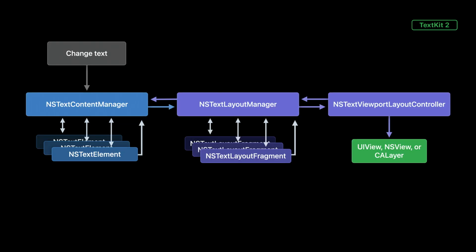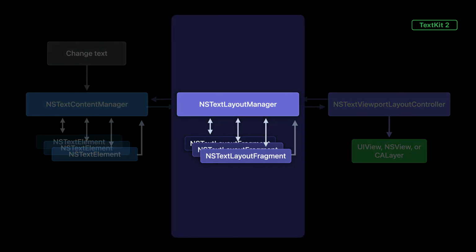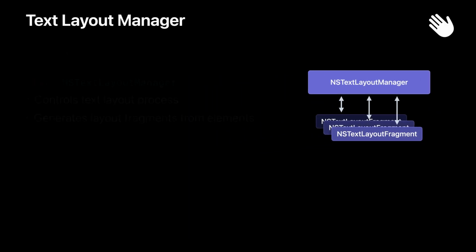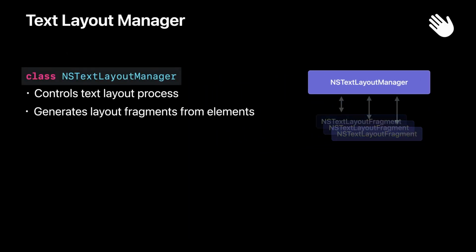Returning to our flow diagram, we need to get layout information for our comment elements. There are new layout objects to help us with these tasks. Let's meet them now. Meet NSTextLayoutManager. The text layout manager controls the text layout process. NSTextLayoutManager is similar to the old NSLayoutManager from TextKit 1, with one major difference. NSTextLayoutManager does not deal with glyphs.